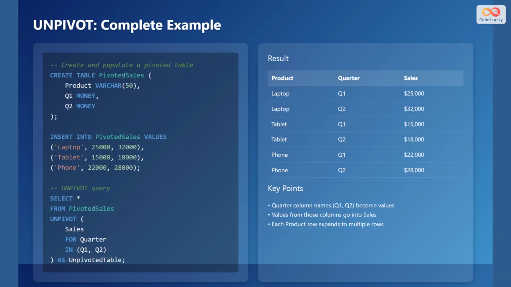Here's a complete example of how to use Unpivot in SQL. First, we create a pivoted table named Pivoted Sales with columns for product, Q1 and Q2. Then we insert some sample data into the table. Finally, we execute an unpivot query to transform the data. The query unpivots the data so that the quarter column names Q1 and Q2 become values in a new quarter column, and the values from those columns go into the sales column. Each product row expands to multiple rows based on the number of quarter columns.